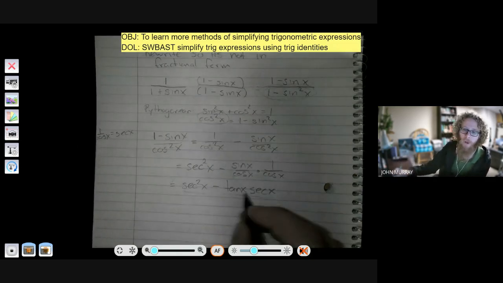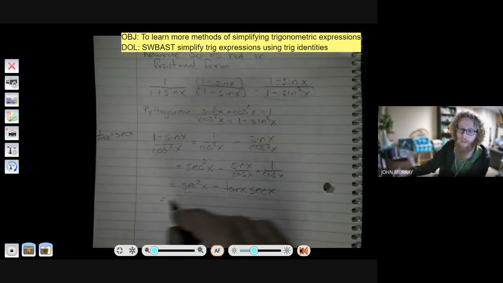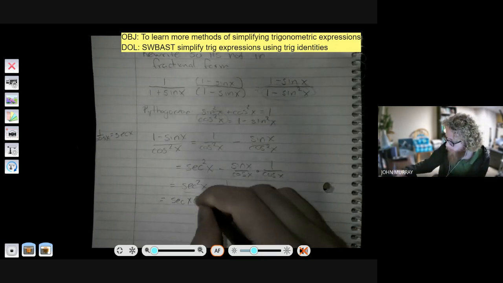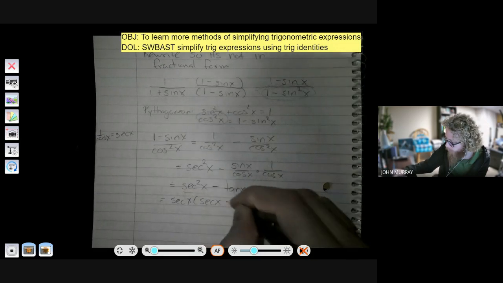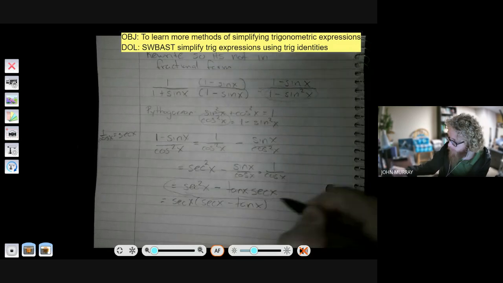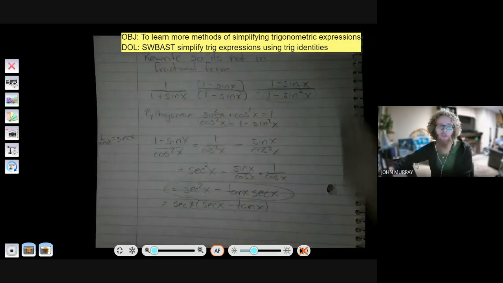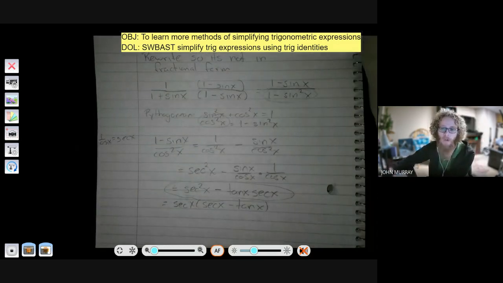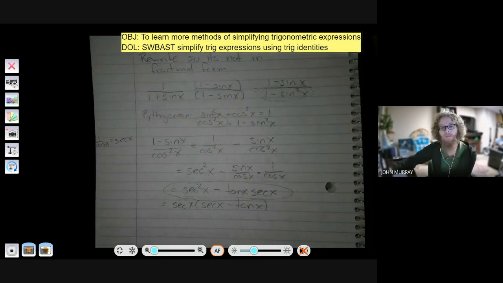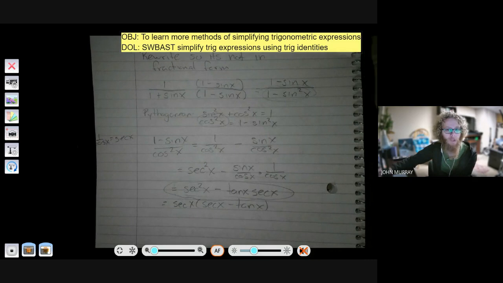Okay, and we can even take it a step further. I can factor out a secant. Nope, just a regular secant, not a squared. Okay, but this is fine. That's all I'm asking for, right? It's not in fractional form anymore down here. All right, any questions?